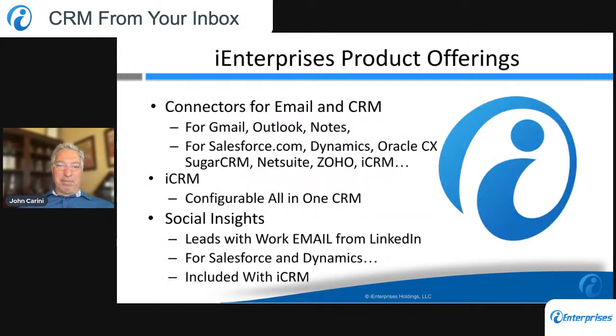Okay, so here's just a quick overview of all our different product offerings. We have these connectors, and that's what you're looking at now. The connector is really kind of how you do CRM from your inbox, at least from our perspective. And then we have our own CRM product called iCRM, and basically it's a CRM that includes everything at just one price, one value-oriented price.